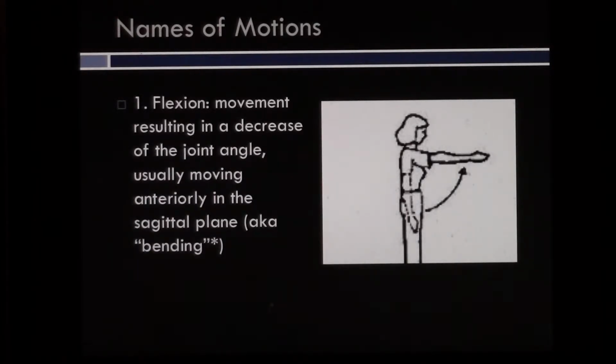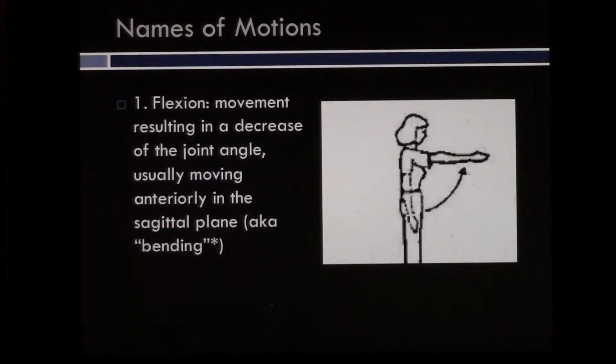Flexion is a movement resulting in a decrease of the joint angle, usually moving anteriorly in the sagittal plane. Let's go ahead and break that apart. So, movement resulting in a decrease of the joint angle. I hate that the definition for flexion says a decrease in the joint angle, but since it says that, we're going to go with it. I wish it said increase, but okay.